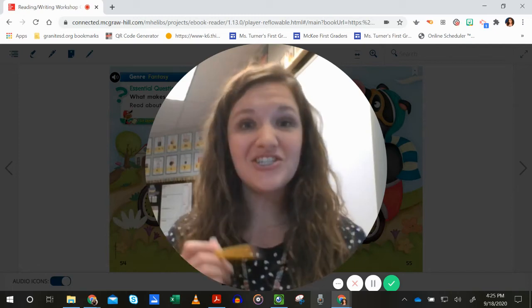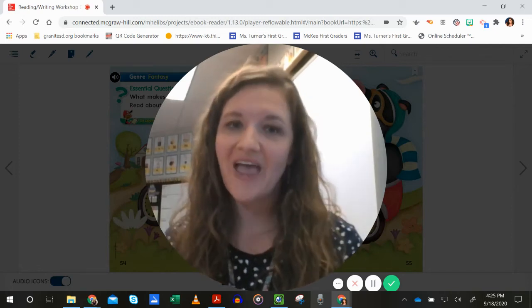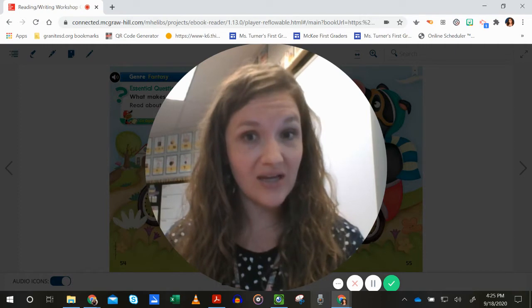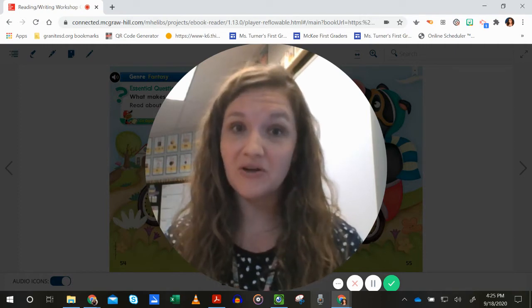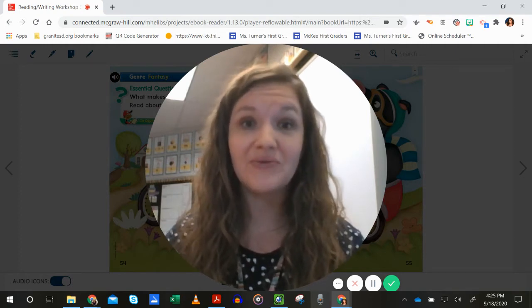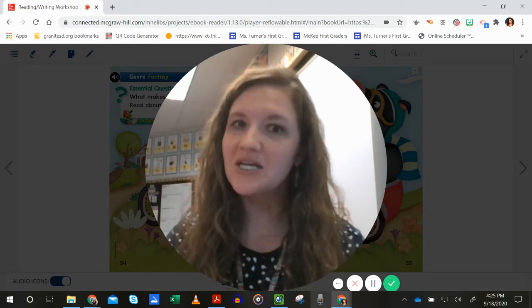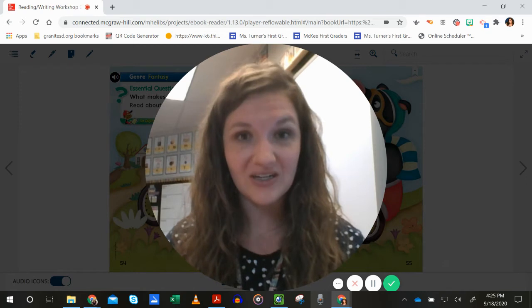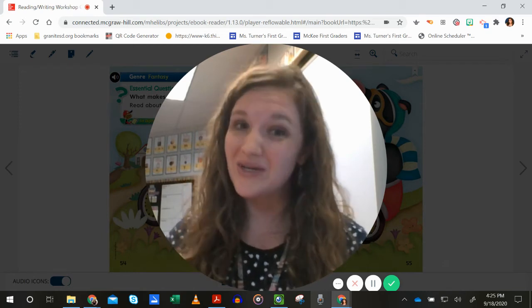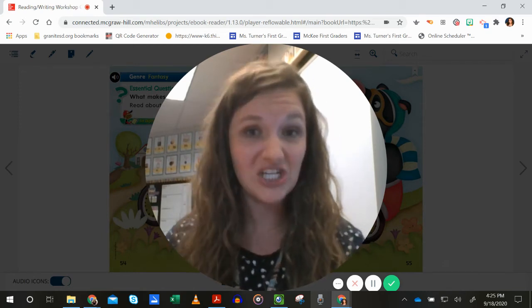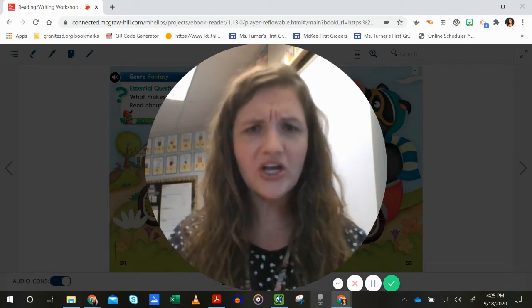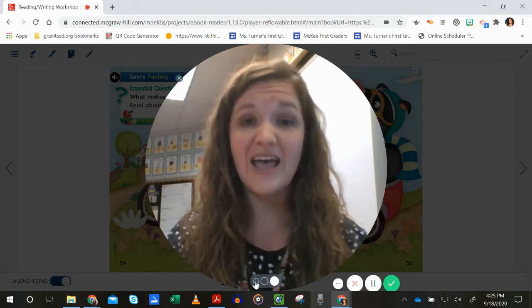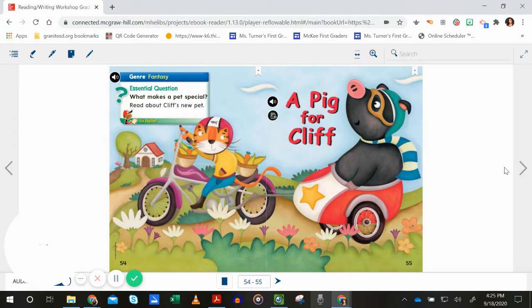Writers, we just read A Pig for Cliff, and now we're going to practice a strategy we learned about earlier, which was to retell a story. So we're going to pick a piece of this story to retell in our own words. Now, to be able to retell this, we had to have been paying attention to the details. So we're going to look at the story again together and check out the details for what happens first in the story.